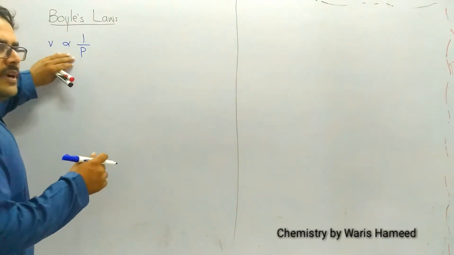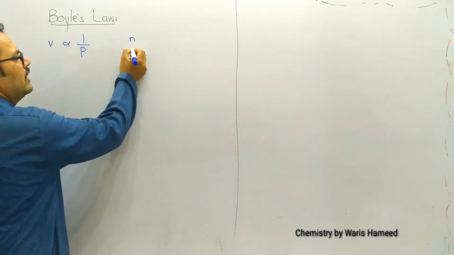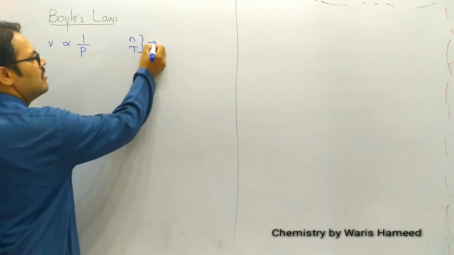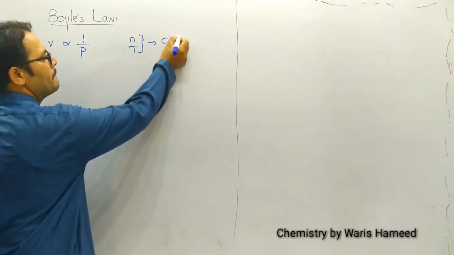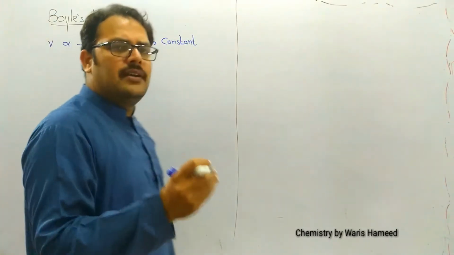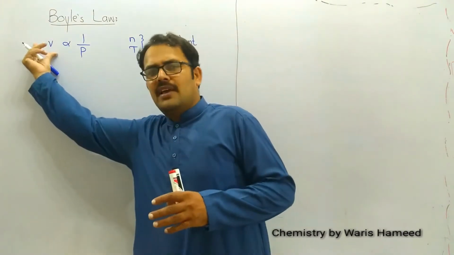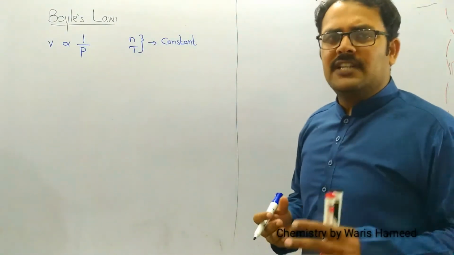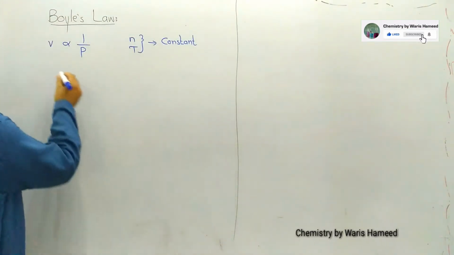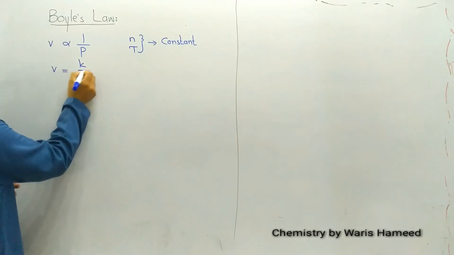And this statement is obeyed when the number of moles and temperature, these two factors, are constant. At constant temperature and number of moles, we can say that volume has an inverse relation to its applied pressure. Now its mathematical form: V is equal to K over P.